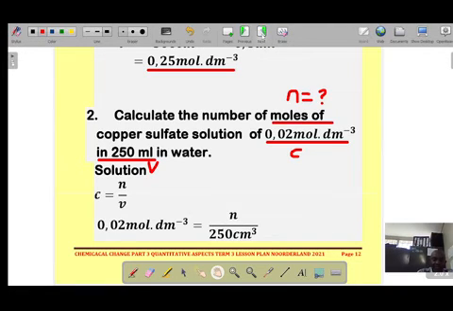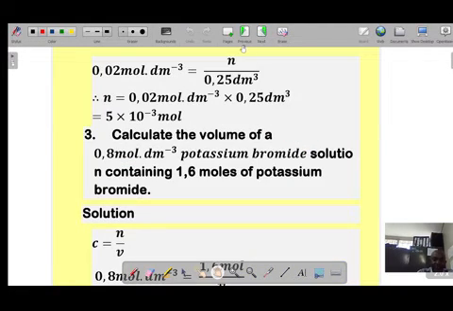Okay, so what happens then? We get 0.25. So now here I cross multiply to get my number of moles. N equals 0.02 times what? Times 0.25, which gives us what? 5 times 10 power negative 3 moles. Okay. Next question here.